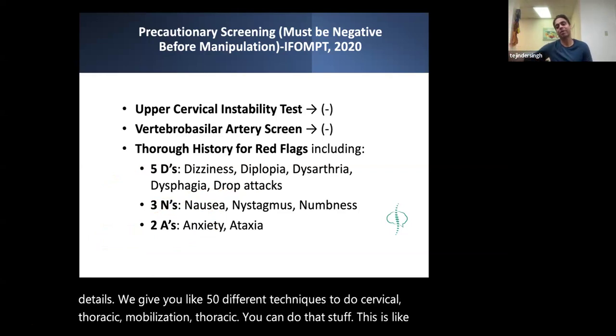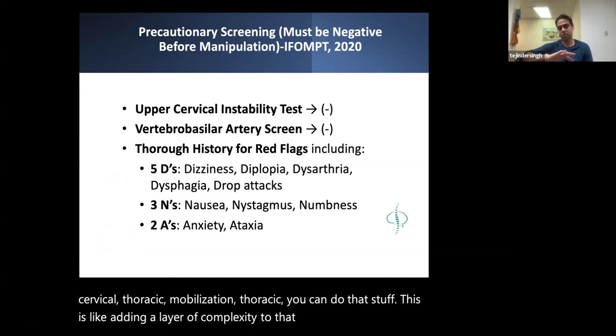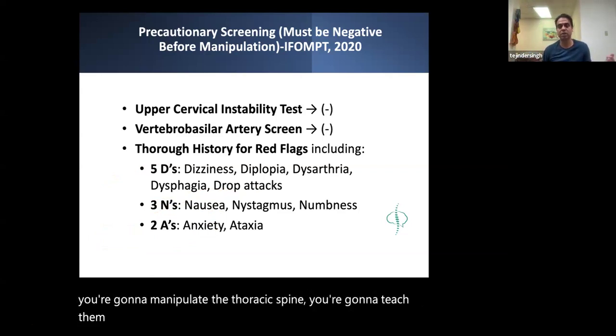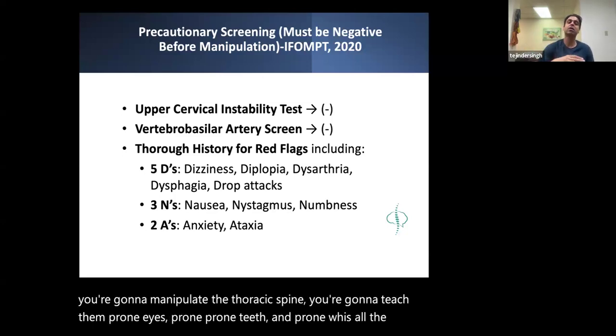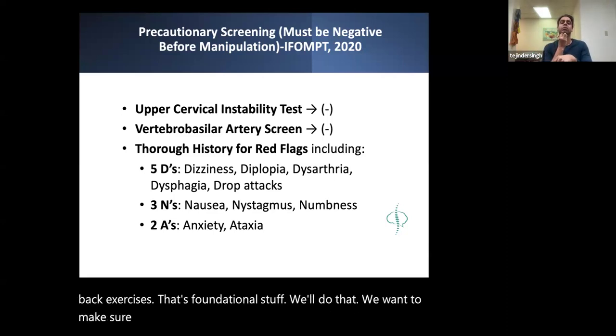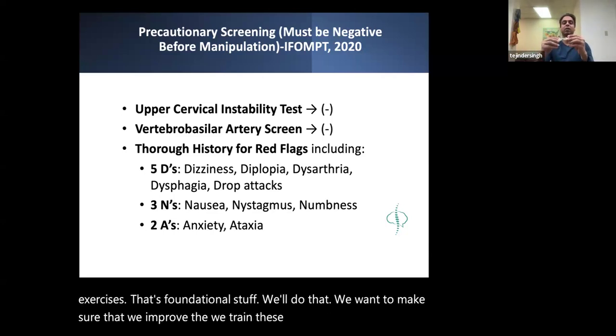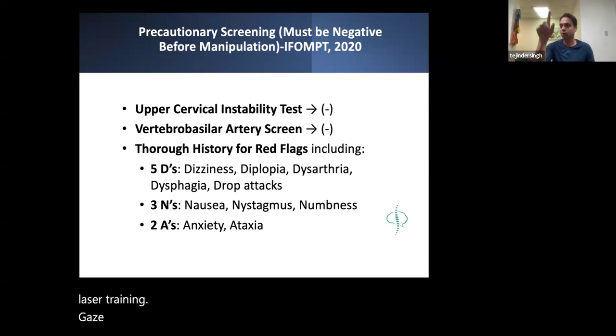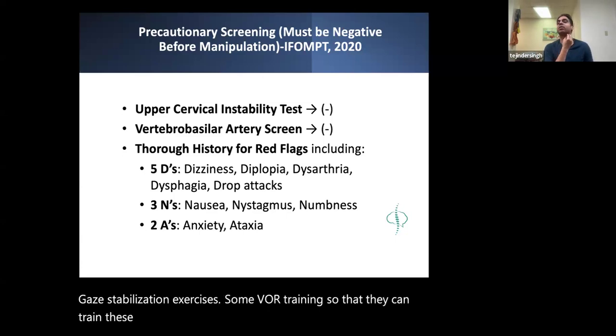This is like adding a layer of complexity to that, right? That is a given that you're going to manipulate the thoracic spine. You're going to teach them prone I's, prone T's, and prone Y's, all the upper back exercises. That's foundational stuff. We want to make sure that we train these muscles, we bring this back so that the patient is not like this, right? We maybe do some laser training, gaze stabilization exercises, some VOR training, so that they can train these small muscles, rectus capitis anterior, rectus capitis lateralis. We can train that. Longus colli, we can train that, right?